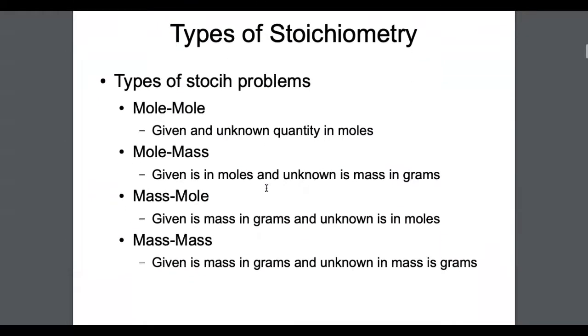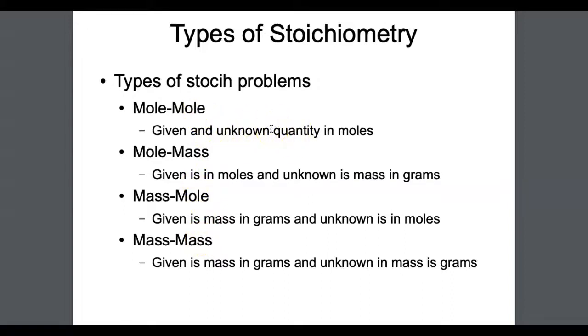So four main types of stoich problems. We have mole-mole, mole-mass, mass-mole, and mass-mass. So basically the first value here, that's your given. So this will be indicated by a numerical value. And then the second word here, mole mass, that's our unknown. So our unknown quantity, this is what we're looking for.